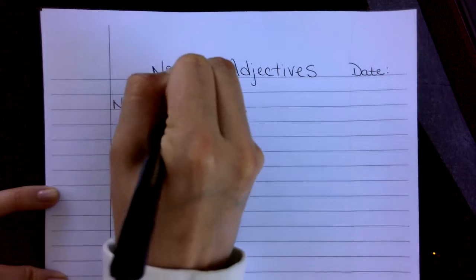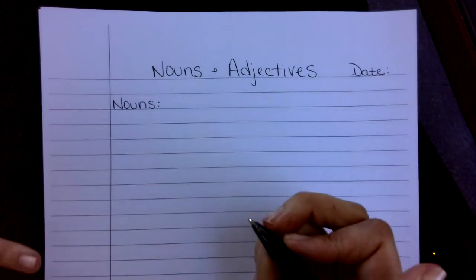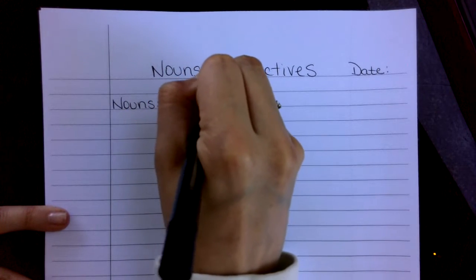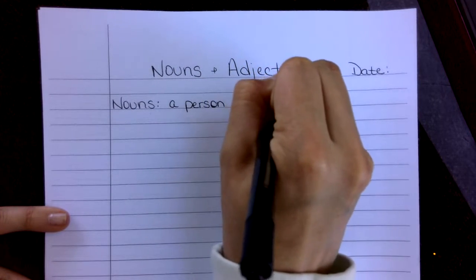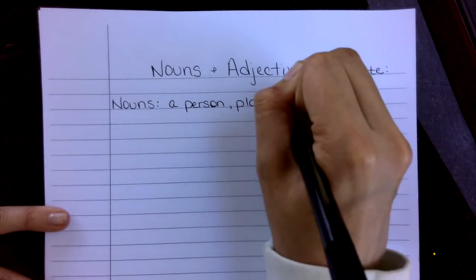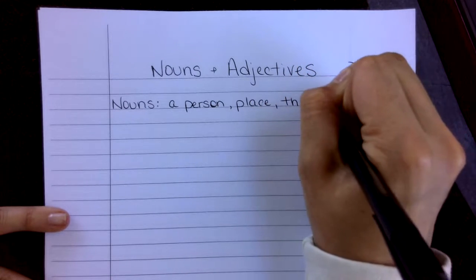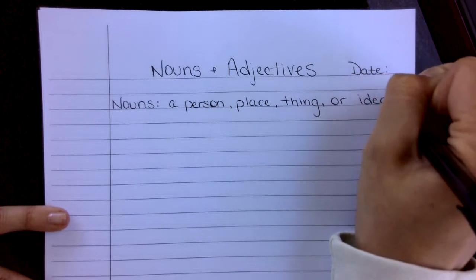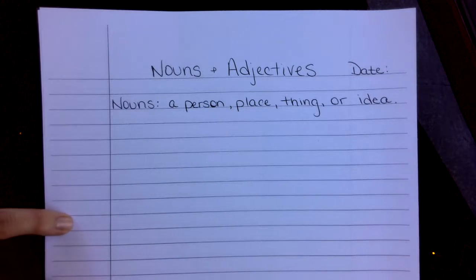I like to skip a line from my header so it's a little easier to read, but that's up to you. All right, a noun is a person, place, thing, or idea. If I write too fast for you, please feel free to pause the video. All right, we have two types of nouns.